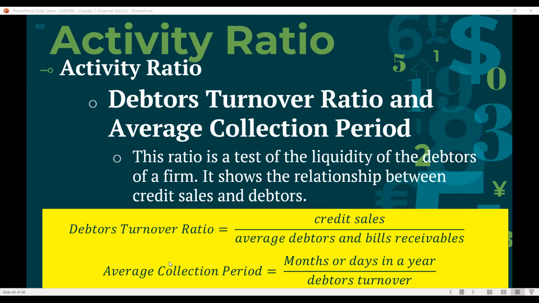So collectibles need to be collected in order for you to replenish and use the money for your working capital to continue to operate your business. So you need to know how good they are when it comes to paying their utang to your company, based on turnover ratio and the average collection period. So that's the turnover ratio and average collection period.